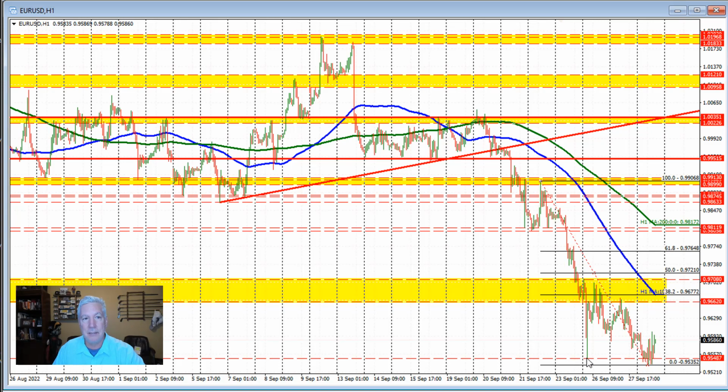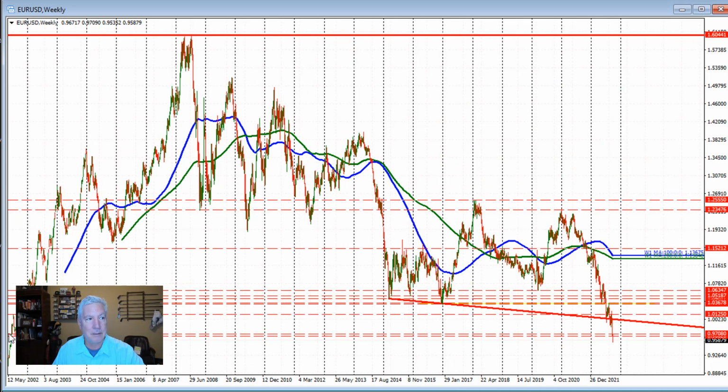We did see the price make a new low. This is the lowest level going back to 2002, of course, for the euro versus U.S. dollar, 0.9535, moving further away from the key swing area here between 96.62 and 97.08. Going back to the weekly chart and way back to the left side over here, this is from June to October 2002. The price bottomed in this area between 0.9662 and 0.9708.